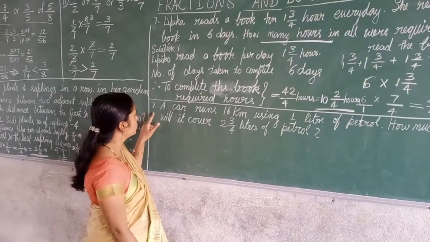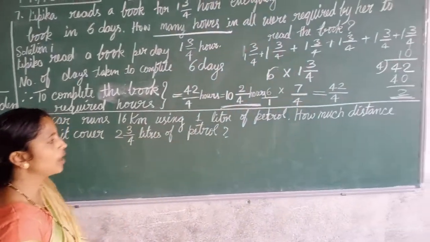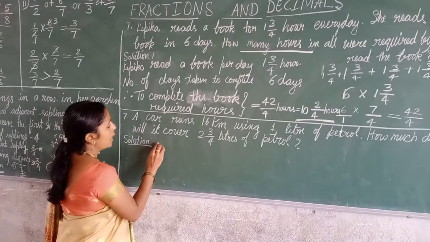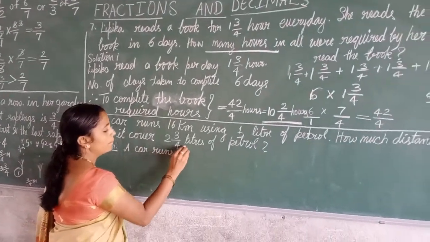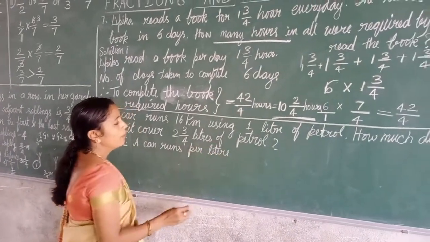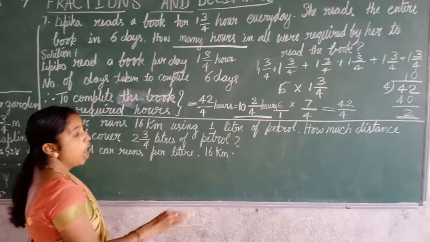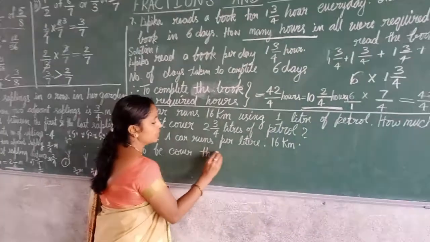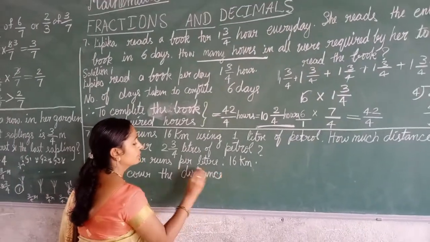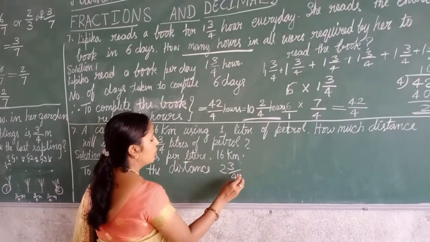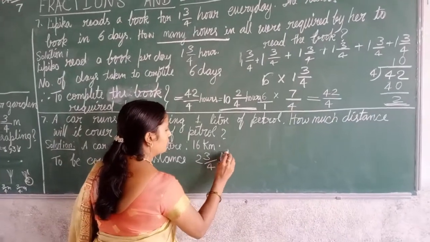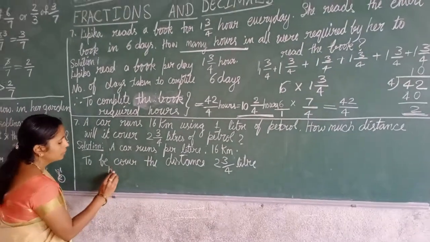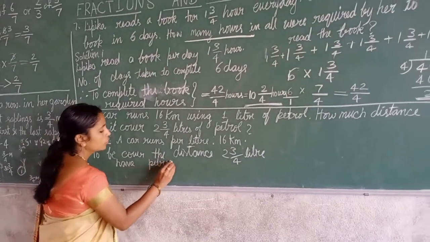Next, let us switch to the next question. A car runs 16 kilometers using 1 liter of petrol. So let us take down the given things first before solving the problem. A car runs per liter. Per means 1 liter. Per liter, how much? 16 kilometer. To be covered, we have petrol of 2 and 3 upon 4 liter.